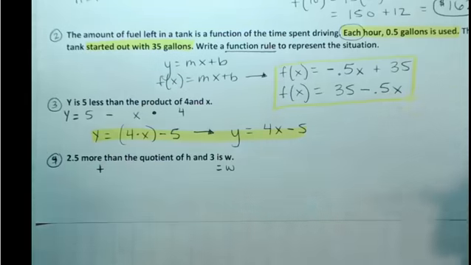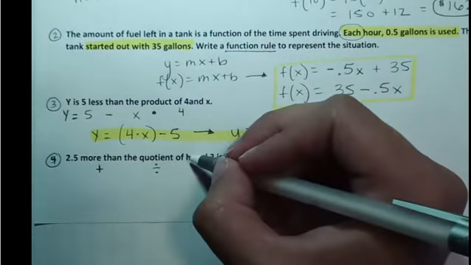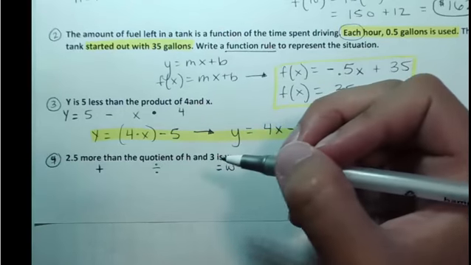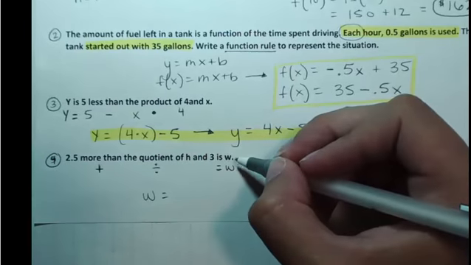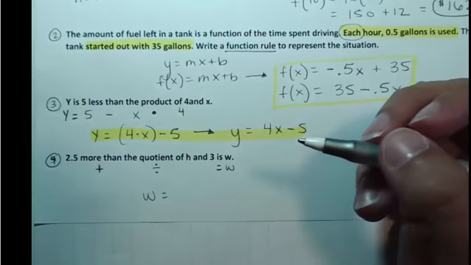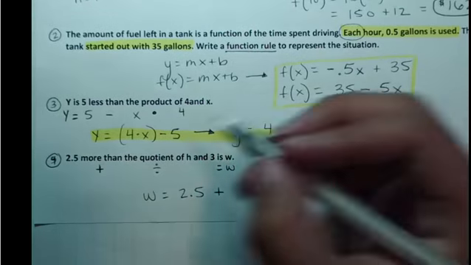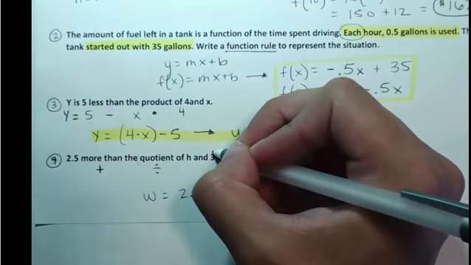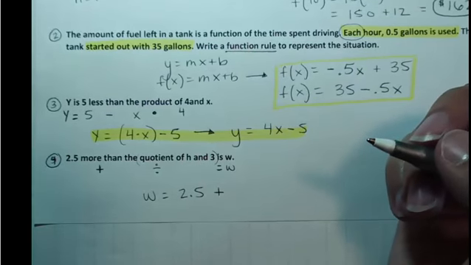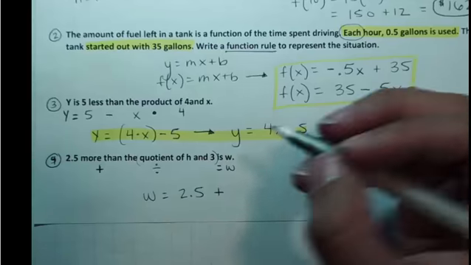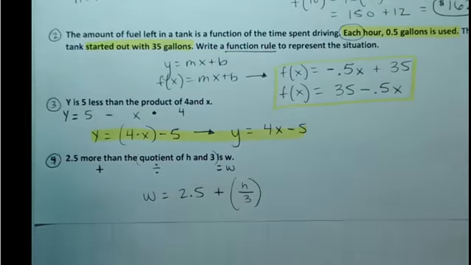2.5 more than is plus. Quotient is division of h and 3. So what this is telling me is w equals, because is w means that's what I'm solving for, 2.5 more than the quotient of h and 3. How would I show the quotient dividing h and 3? Okay, it would look like this, h divided by 3.